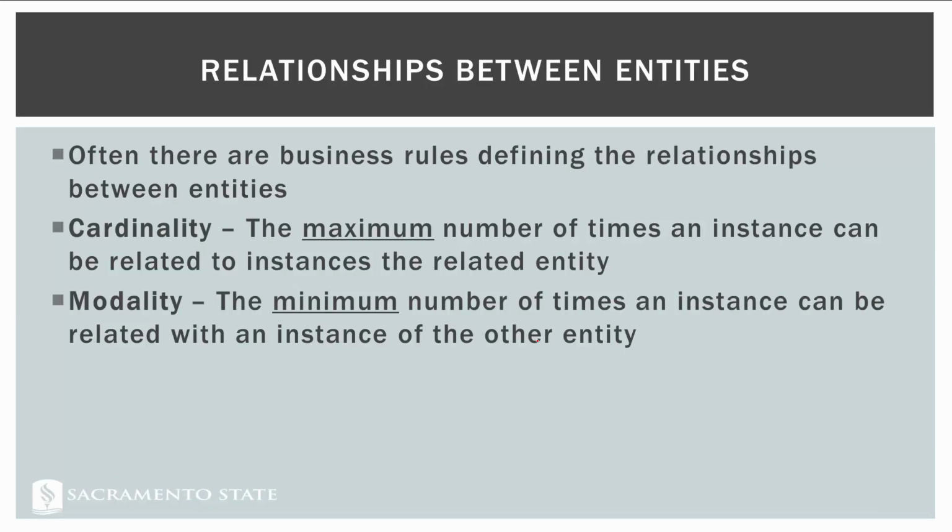Now, oftentimes we have business rules that help us to define how those relationships take place. And from a database term, the thing that we care the most about is the maximum number of times that an instance of one entity can be related to an instance of another entity, and the minimum number of times that can happen. We're going to go through an example of this, but the maximum we call the cardinality, and the minimum we call the modality, or sometimes the optionality. In this class we'll call it modality. Cardinality is a little more important than modality, but they're both important, and they're both represented on an ER diagram.